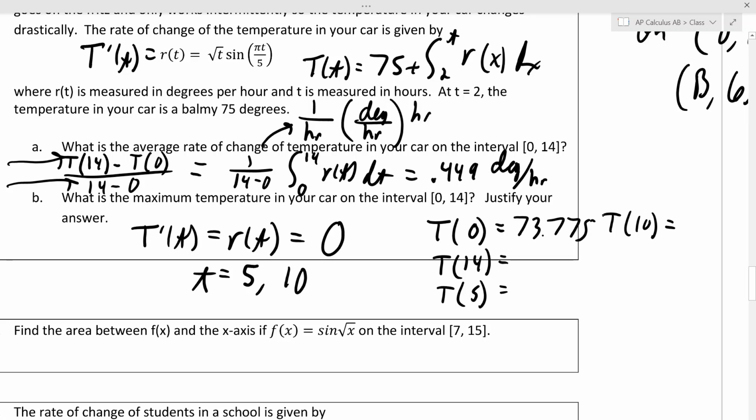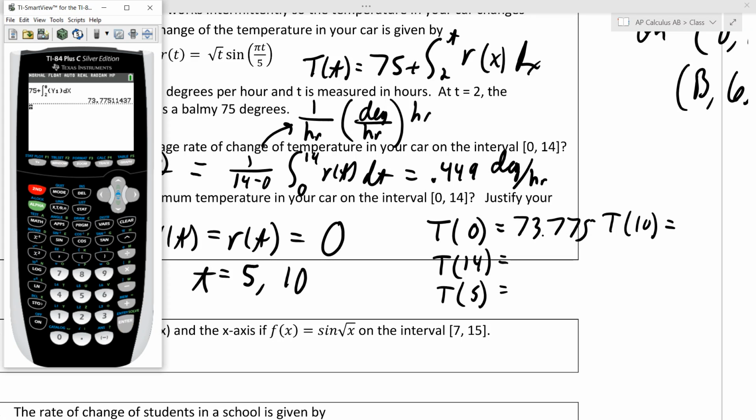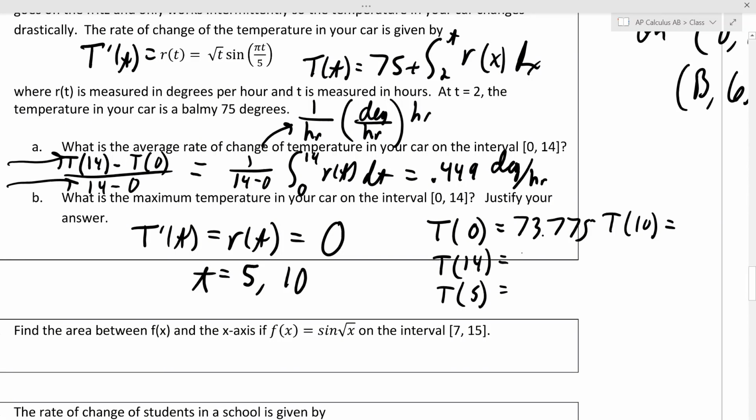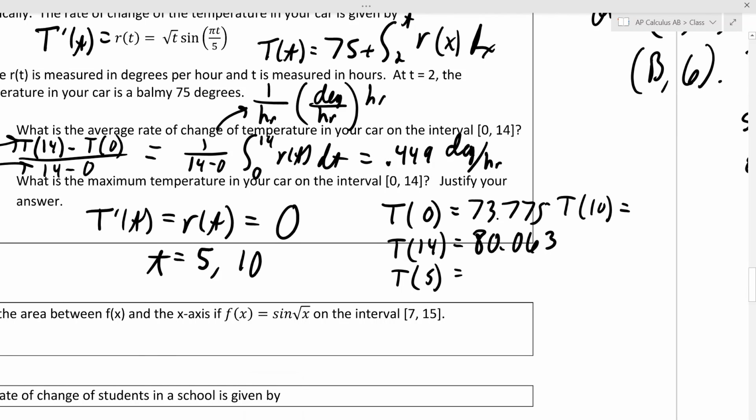Okay. And then we got to find T of 14, which we're going to do the same thing. I'm going to hit second enter to get my whole thing back here, and just go back and change that 0 to a 14. And that finds the temperature at 14. It's taking 75 and adding the change from 2 to 14. So the change must have been 5.063 because the temperature in the car at 14 is 80.063. All right. And the units always are all in degrees.